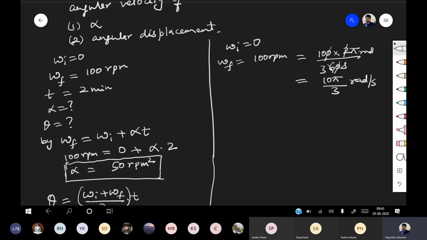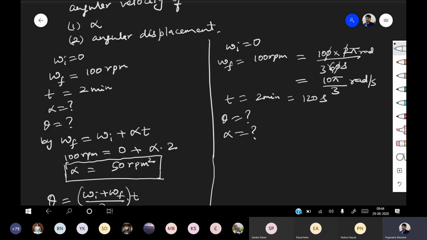So omega initial is equal to 0, omega final is equal to 10 pi by 3. Next comes t is equal to 2 minutes, you can write it as 120 seconds. Then theta is equal to question mark and alpha is equal to question mark. Now you can use those formulas because everything is now in radians, so your answer will be in radians. You can solve it easily.